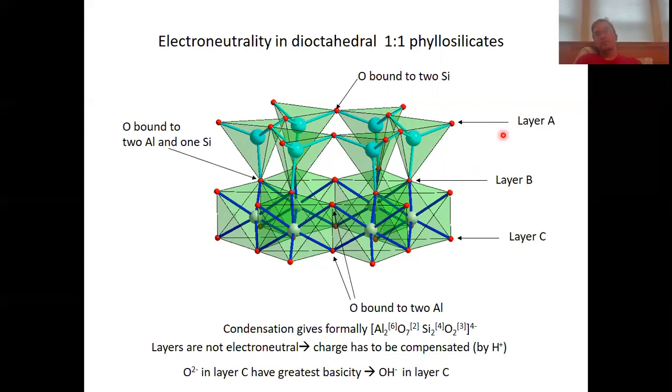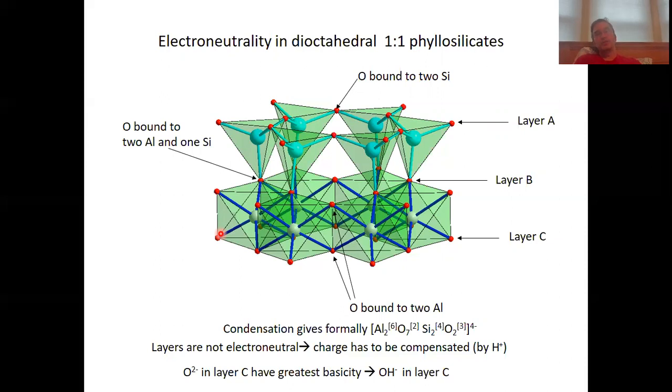So we can actually separate the oxygens into oxygens being part of 3 different layers. All these oxygens here would be in layer A; they would be bound only to silicon. Then we would have here oxygens in layer B, which are bound both to silicon and aluminum. And we would have here oxygens in a layer C, and these oxygens would only be bound to aluminum.